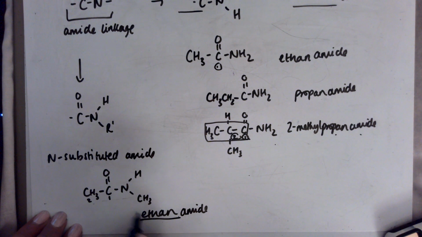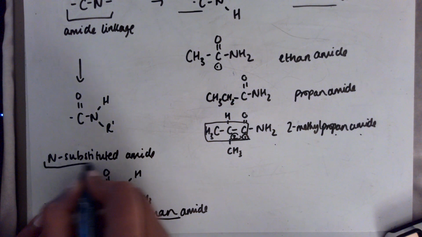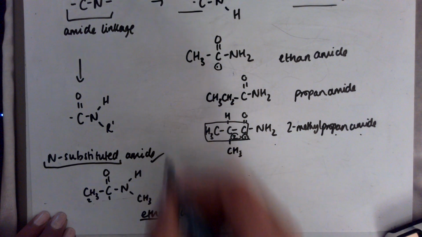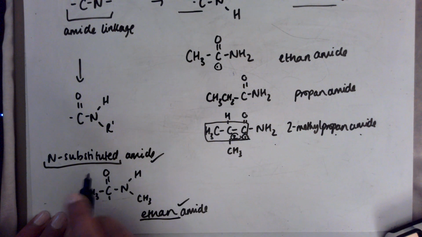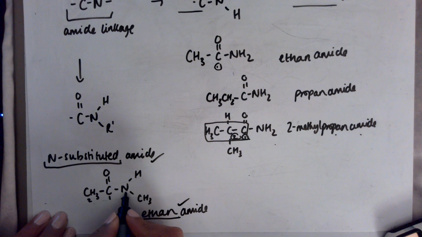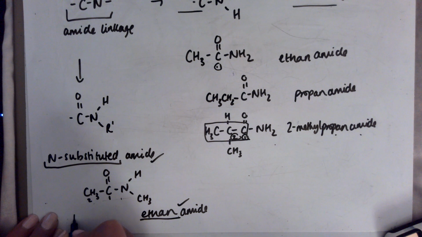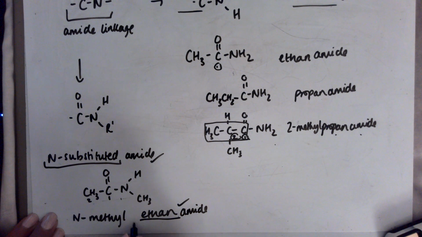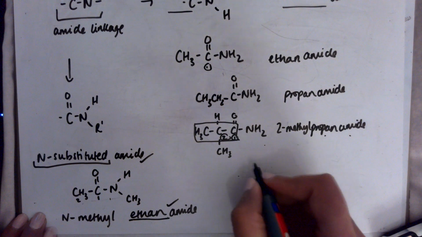But now I have to look at what's bonded to this section, and that forms our N substitution. Done the amide part, now N substituted. On that N, I've got a methyl group that substitutes out one of the hydrogens. So I have an N-methyl ethanamide. Let's do another one.